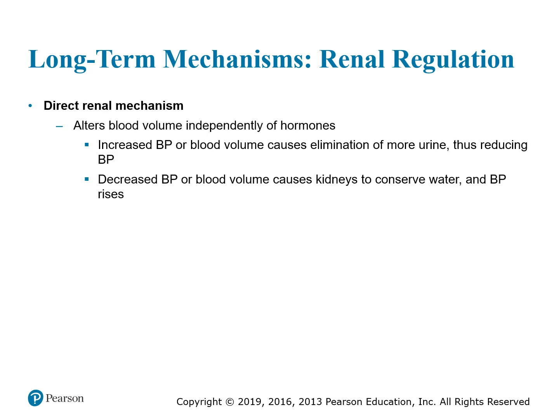Let's go over them. The direct renal mechanism alters the blood volume independently of the hormones. Increased blood pressure or blood volume causes elimination of more urine, thus reducing the blood pressure. And decreased blood pressure or blood volume causes the kidney to conserve water and the blood pressure rises. So this is how the renal system directly affects blood pressure. It alters the blood volume.